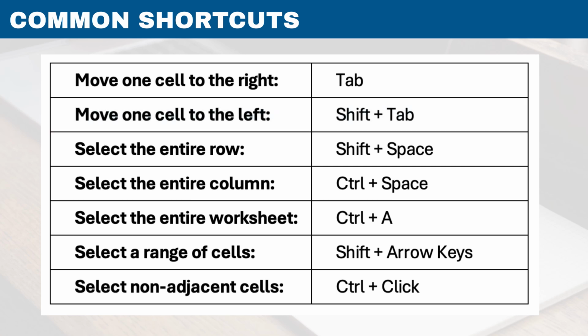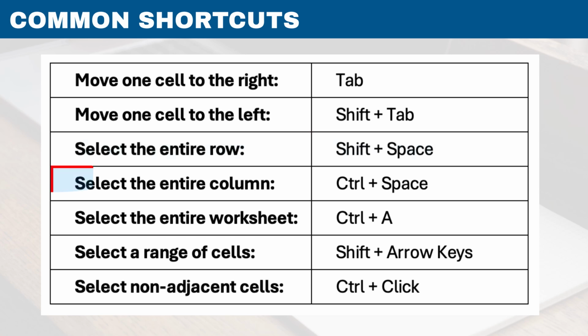Now let's move to a list of shortcuts you can use to quickly select data. To select the entire row, click on any cell in the row you want to select and press the Shift and Space keys simultaneously. The entire row will be selected.